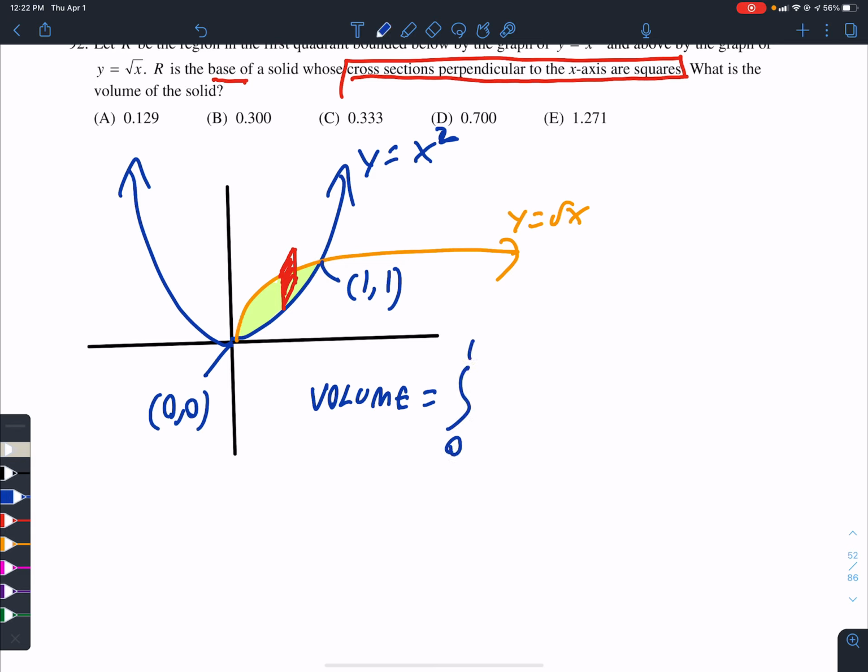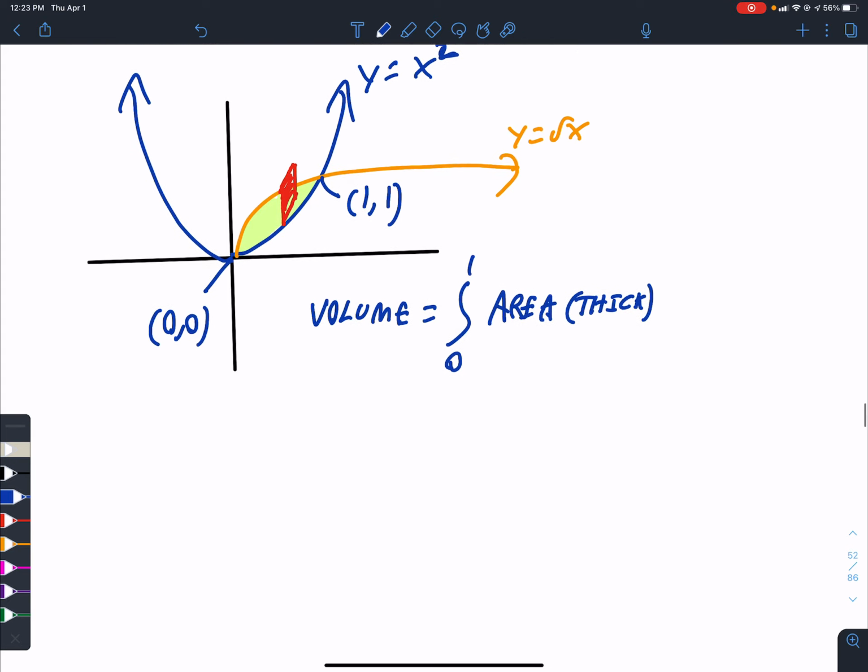You start at 0, end at 1, and you want the area of the shape times the thickness to get the volume. What's the area of a square? Area of a square, I'm going to call it base squared. Take one side and you square it. And the thickness, if you move from left to right, it's a change in x. So the thickness will be dx.